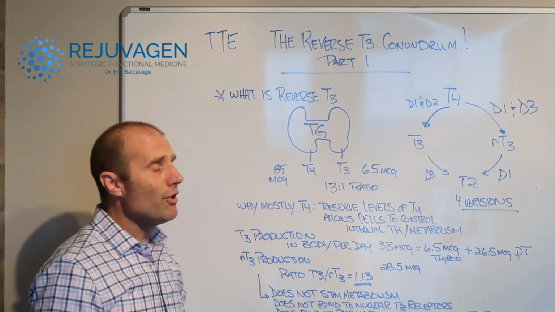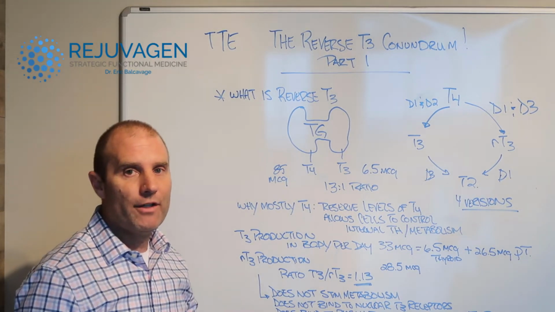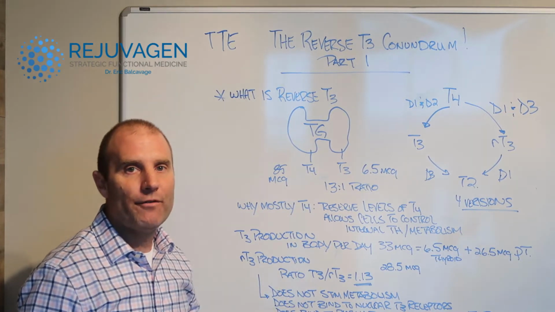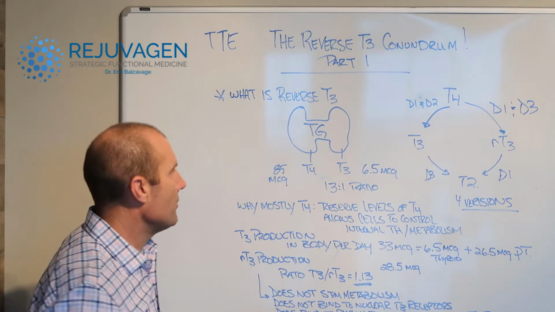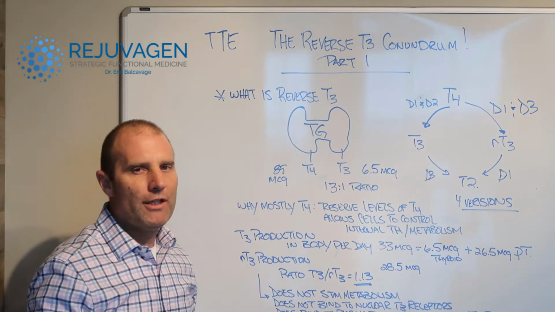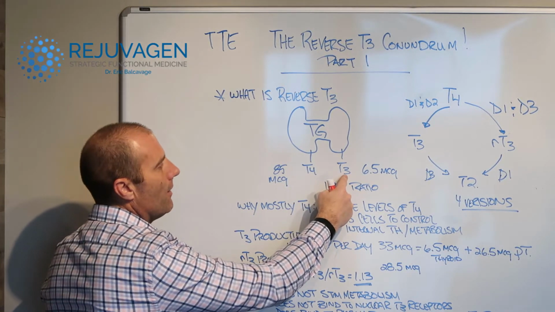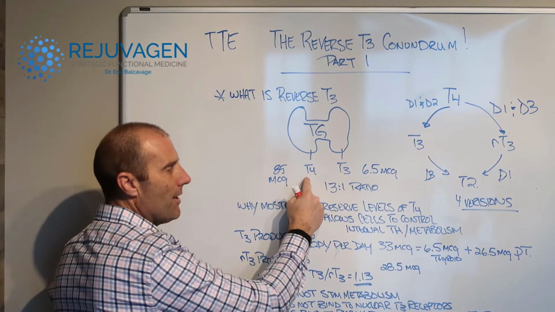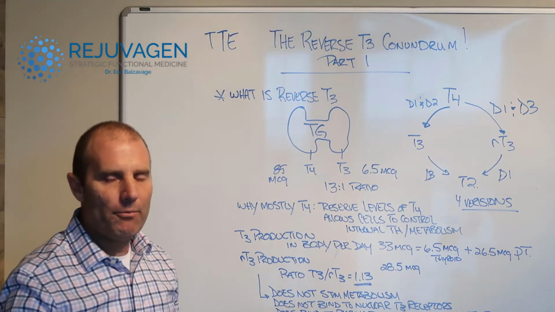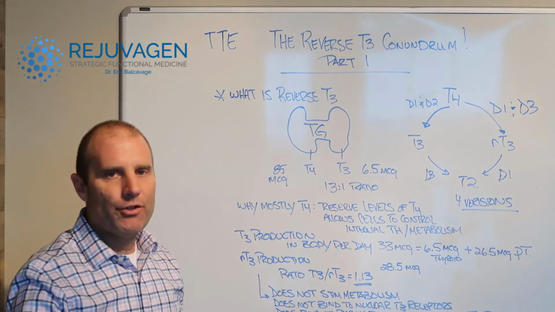So let's talk about what reverse T3 is. I'll go back through a little bit of the science. I've done a number of videos on this stuff, so if you need more of a refresher, go back and look for some of my other videos on thyroid hormone physiology. But the thyroid gland produces two primary hormones, T4 and T3. T4 is the primary hormone that's made by the thyroid gland, and T3, even though it's the primary active thyroid hormone in the body, is made to a much lesser degree by the thyroid gland.